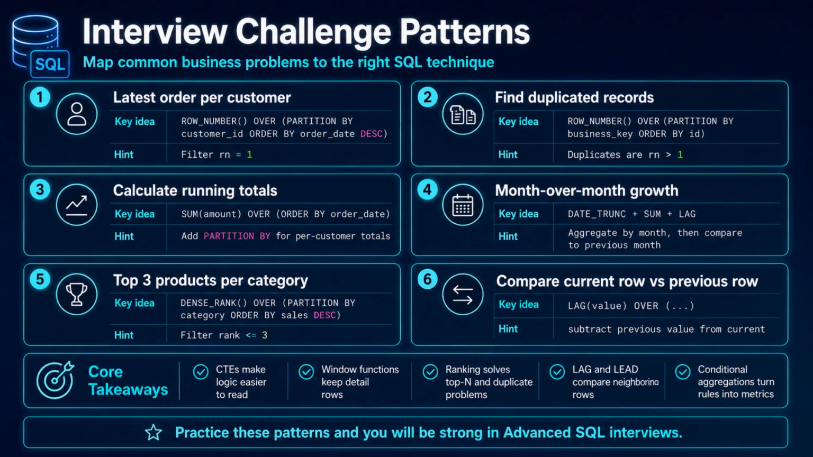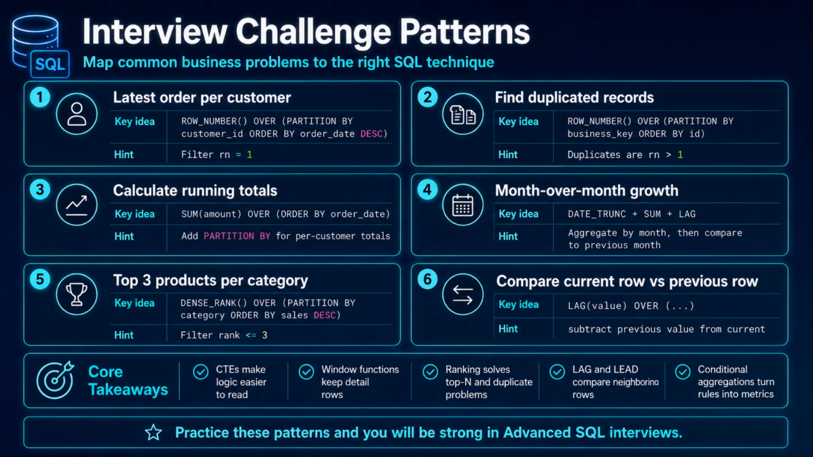Pattern 2. Find duplicated records. Use ROW_NUMBER over partition by the business key and order by ID. Duplicates are rows where row number is greater than 1. Pattern 3. Calculate running totals. Use SUM(amount) over order by order date. If you need a running total per customer, add partition by customer ID.